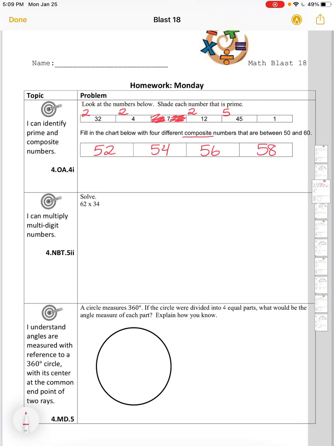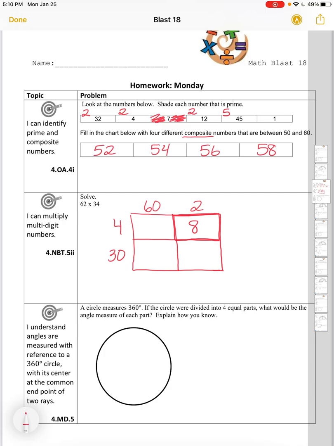I can multiply multi-digit numbers. Solve 62 times 34. We're getting pretty good with an area model here, so I'm going to draw an area model. I'm going to make it have 2 columns representing 60 and 2, and I'm going to have it have 2 rows representing 30 and 4. And now I'm going to need to find the area of each of the rectangles here. So this far right top rectangle here is going to be a 2 by 4, which is 8.